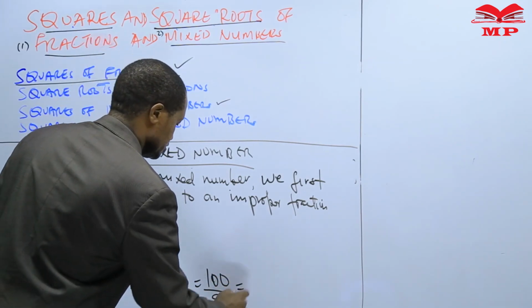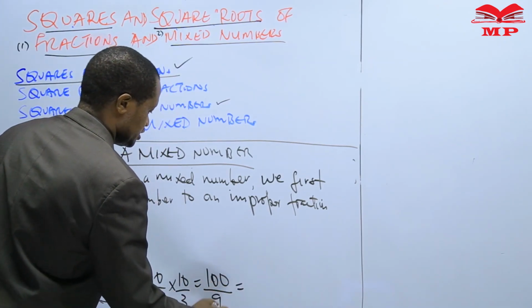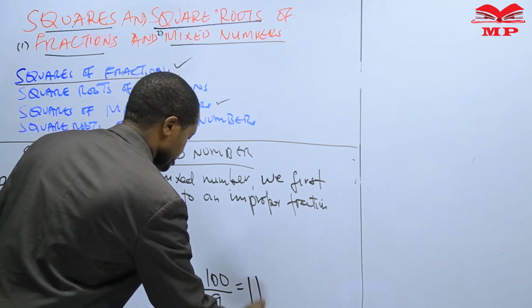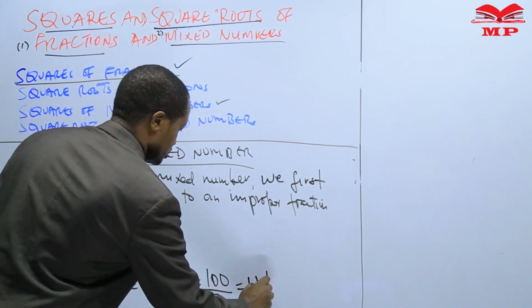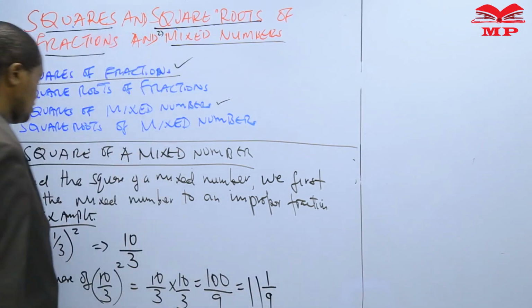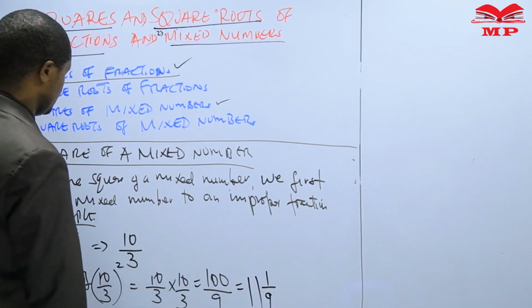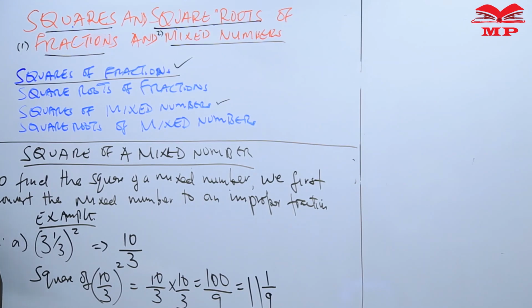This is equal to 9 goes into 100 how many times? 11 times. 11 times 9 is 99, remainder 1, so 11 and 1 over 9. So that is the square of this mixed number.